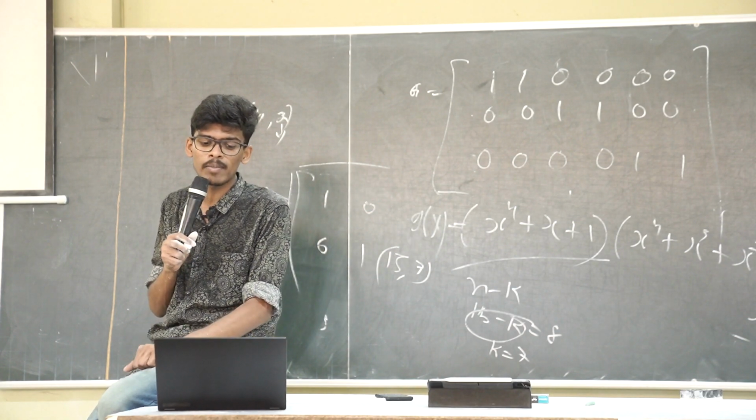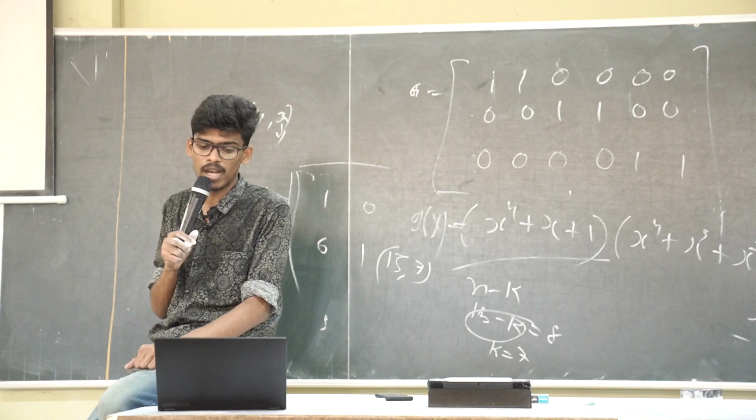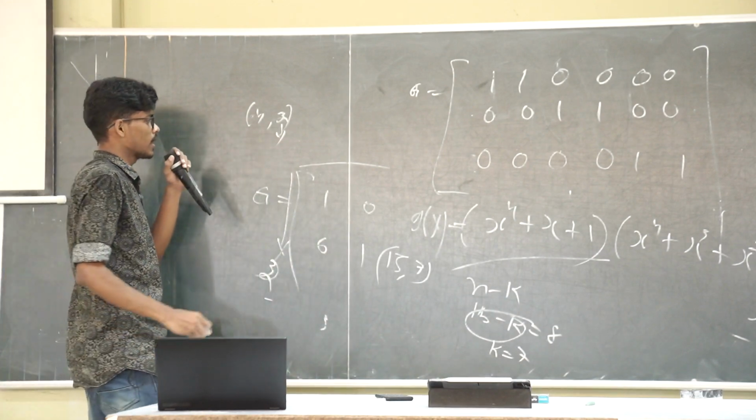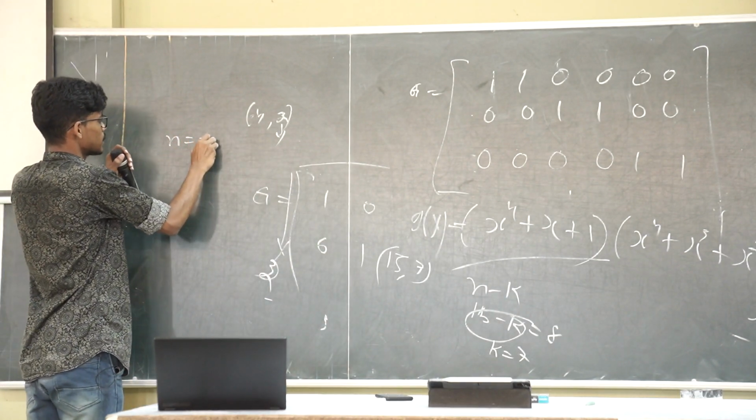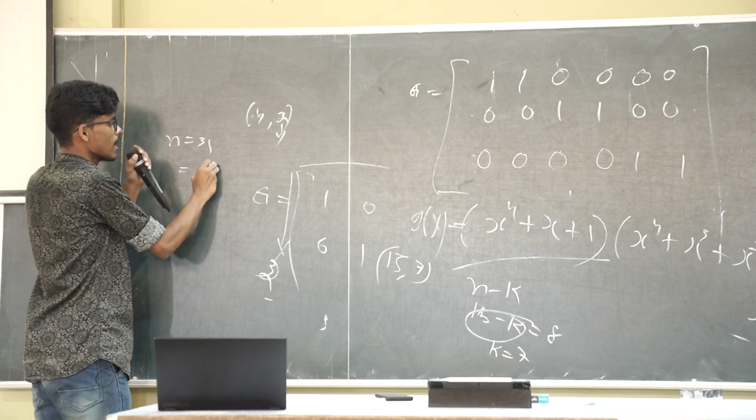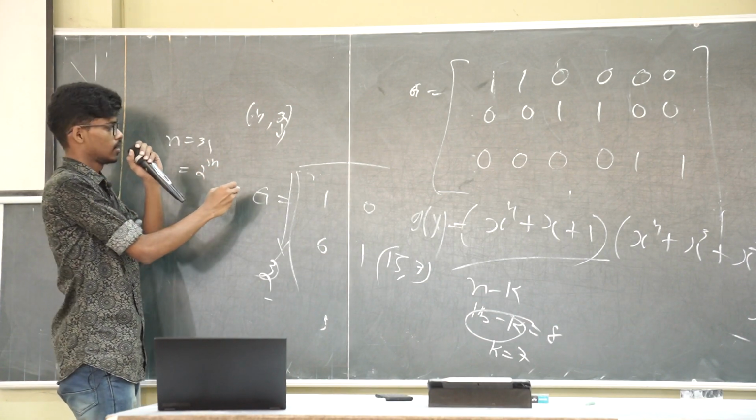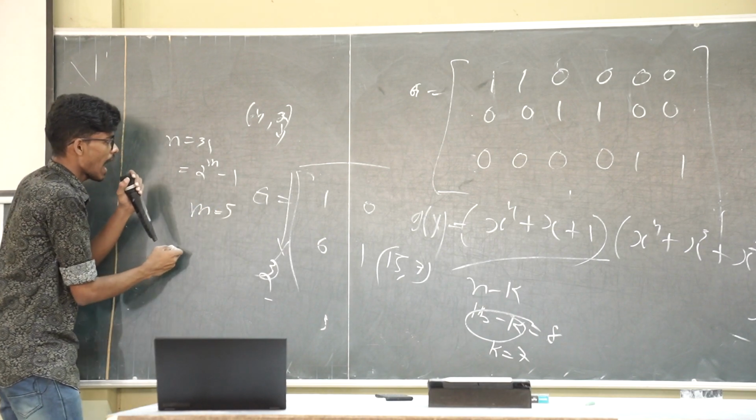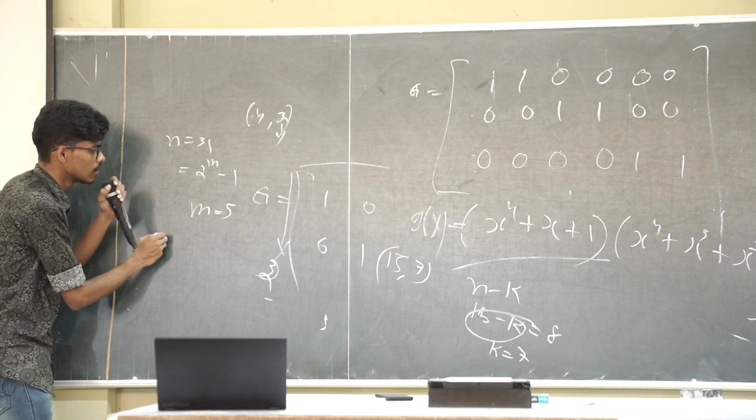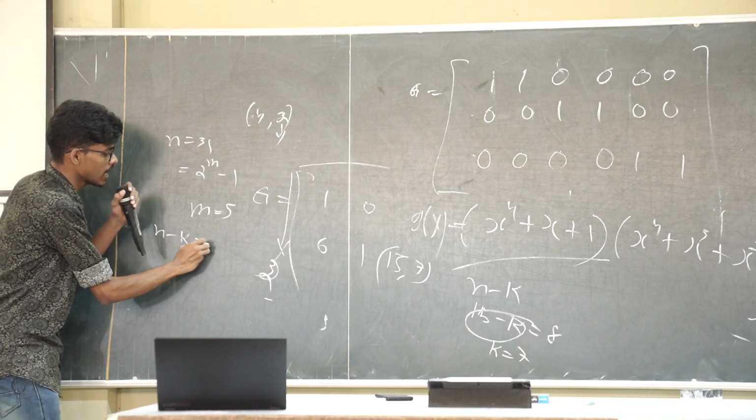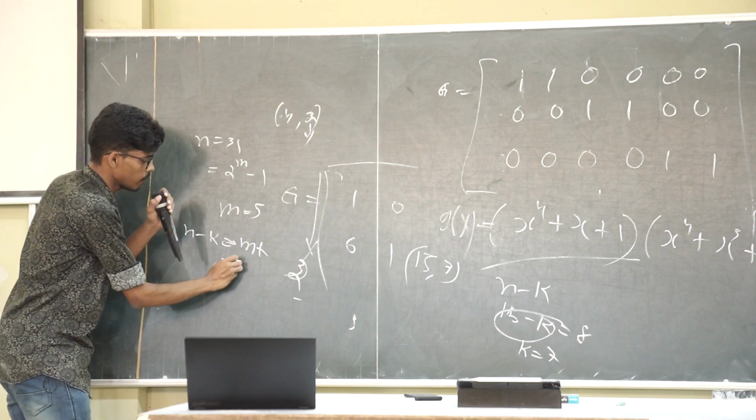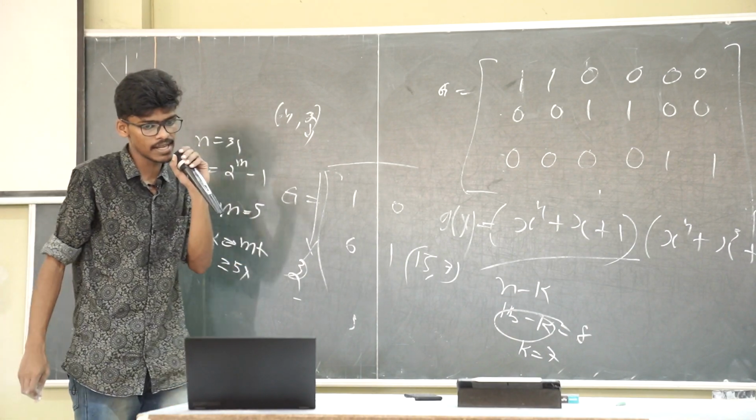Next question. Determine the dimension and generator polynomial of all primitive binary BCH codes of length 31. So n is 31, which is 2 to the power? For BCH, 2 to the power m minus 1, so m is 5. And n minus k should be less than or equal to mt. So what is m here? 5. And what is t?